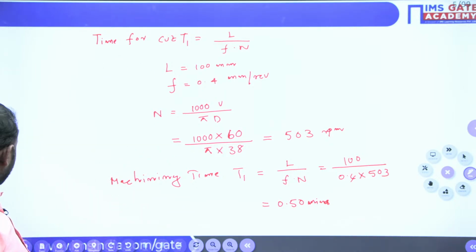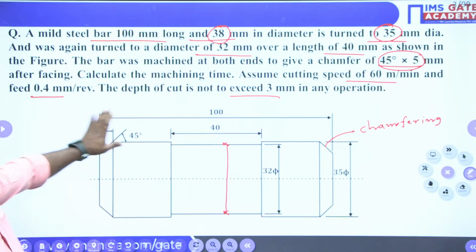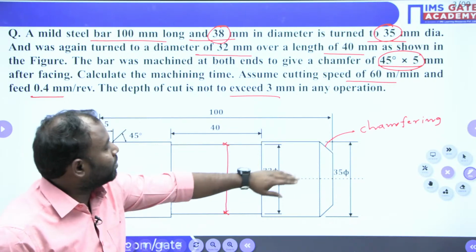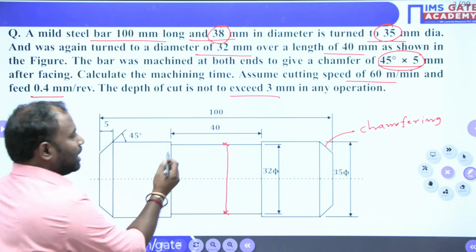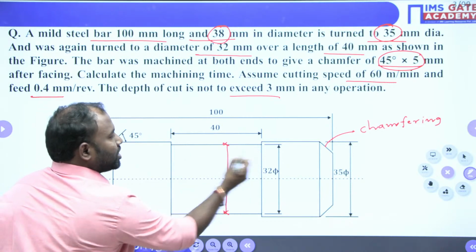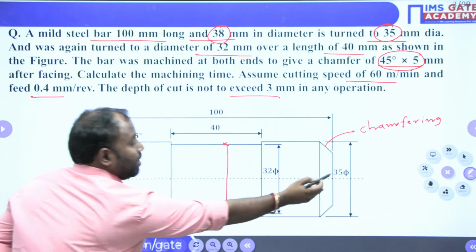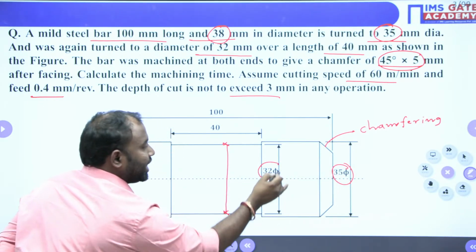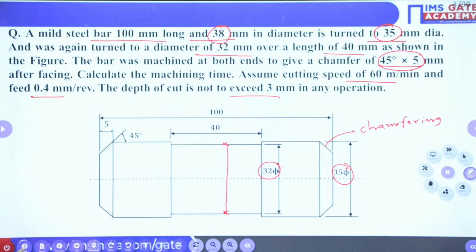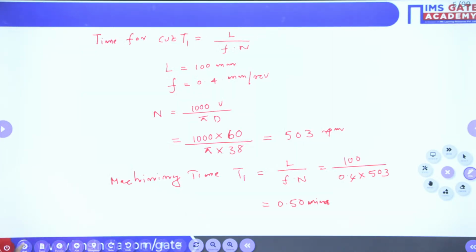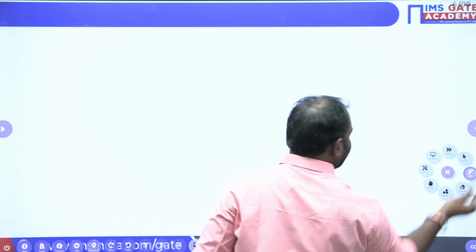Now these are the first step. We have calculated the time for reducing the 38 mm diameter of the workpiece to 35 mm in a 100 mm length. Now our next step is to calculate the machining time for reducing the diameter 35 mm to 32 mm in a 40 mm length. That is our second step. Now let us go for the second step.